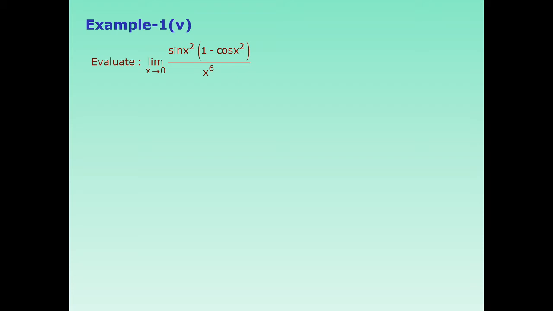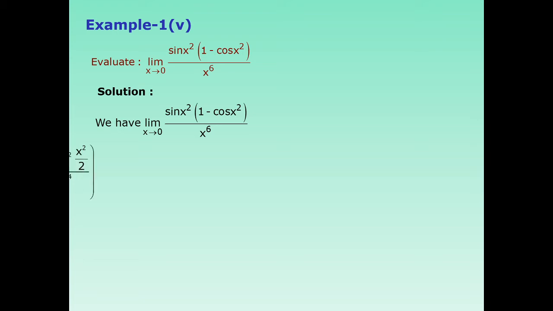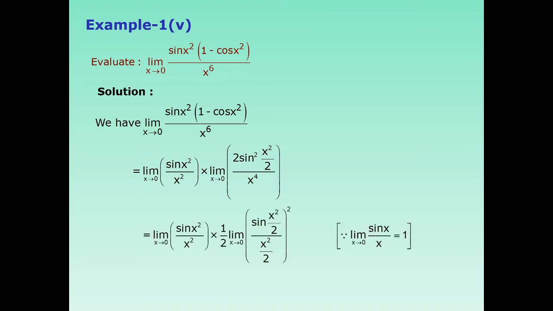Sin x square times 1 minus cos x square over x to the power 6. Now use the identity: 1 minus cos x square is 2 sin square x square by 2. x raised to power 4 we have broken as x square by 2 the whole square. Now see how we have adjusted the terms. You can watch the adjustment clearly. After making this adjustment, applying the limit rule, we are getting 1 by 2.